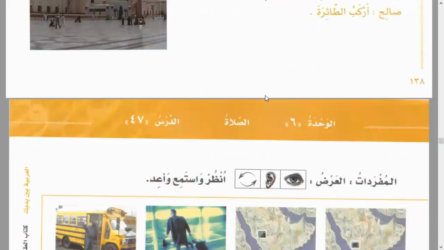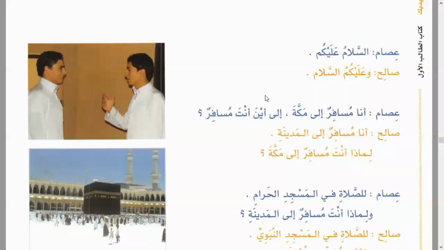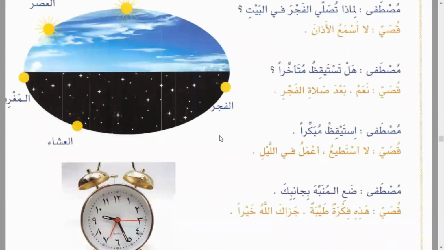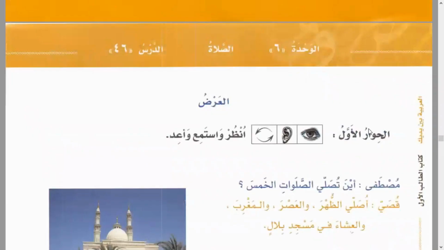I welcome you all to the class of Arabiyya Bayna Yadayk, Arabic between our hands. Inshallah ta'ala, we've been doing the sixth unit, that is as-salah, al-wahdatu as-sadisa. And last time we did all our hiwars, all our dialogues. Alhamdulillah, Rabbil Alameen.